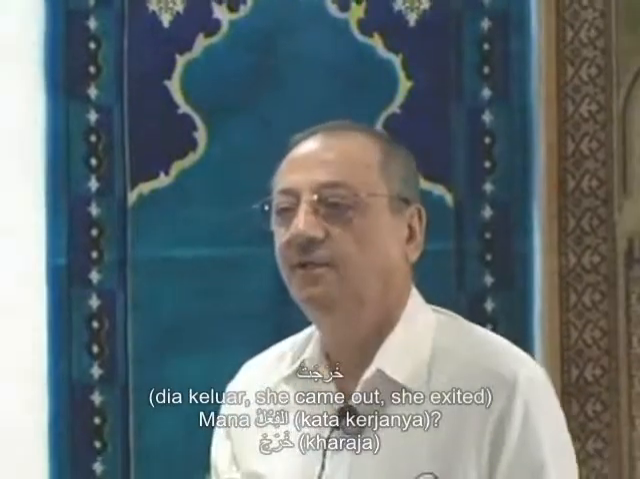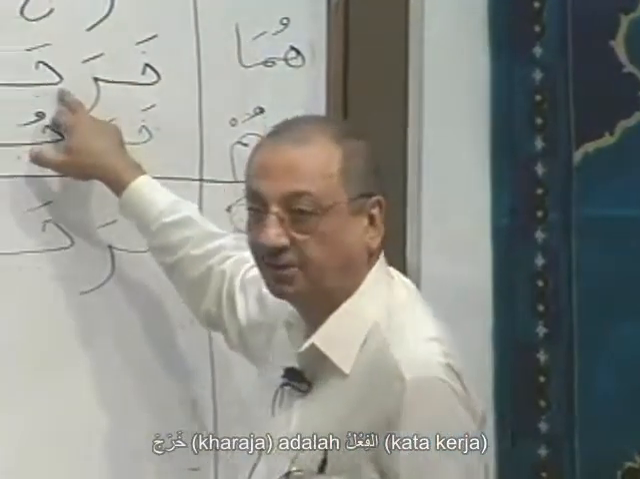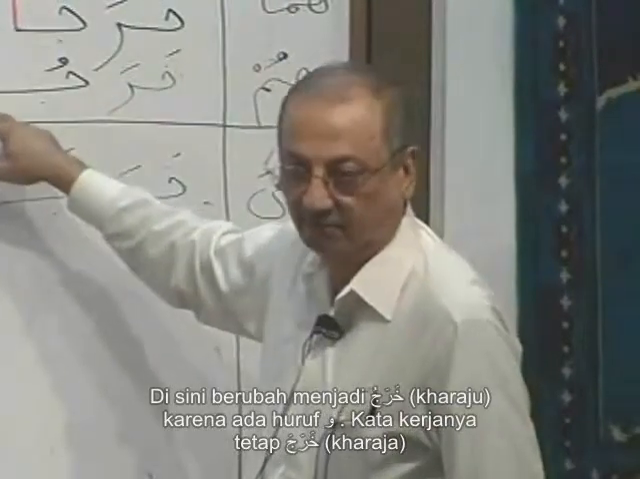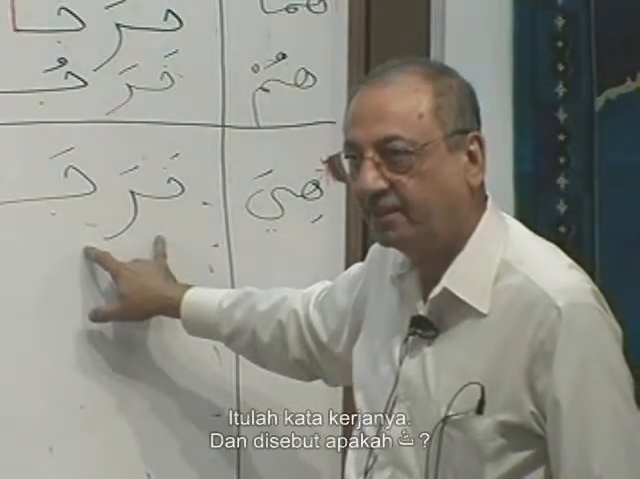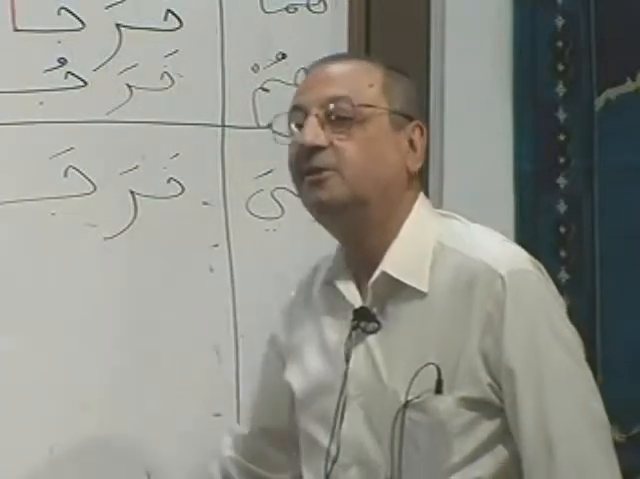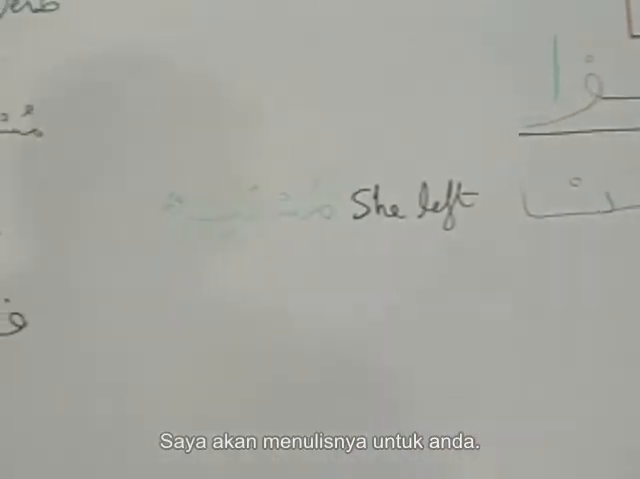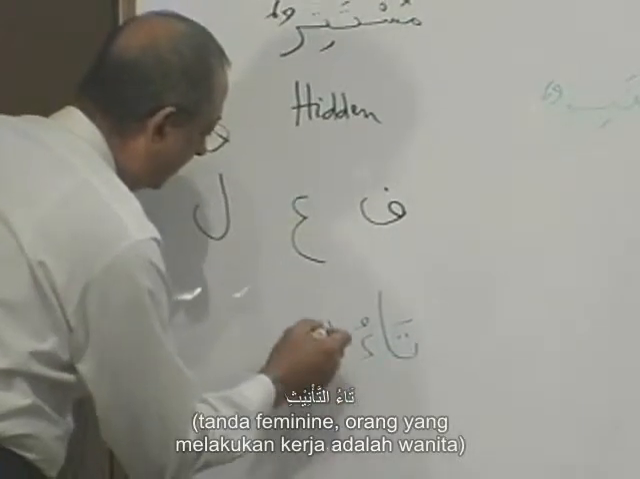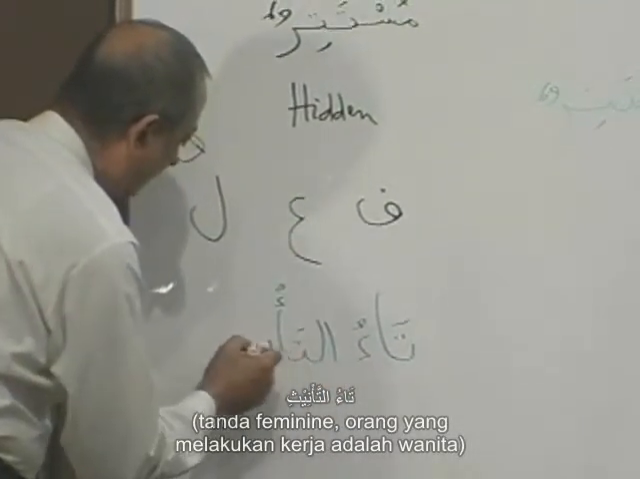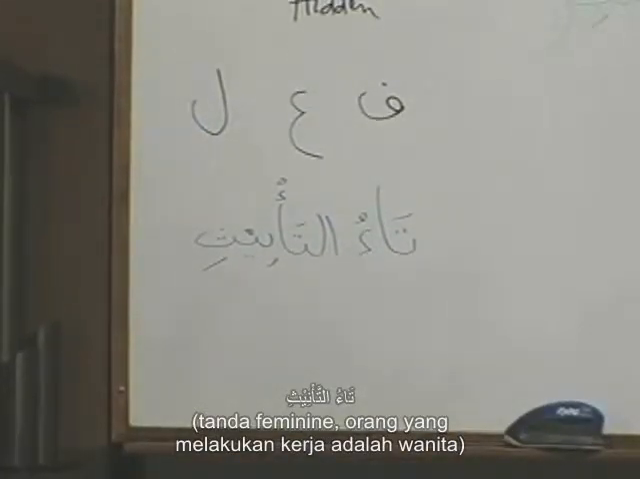Okay. Kharajat. So, where is the fi'al? Kharaja. Where is the fi'al? Kharaja. Okay, brother, kharaja is the fi'al. Here it becomes kharaju because of the waw, but the kharaja is the fi'al. Again, kharaja is the fi'al. Are you with me? That's the word. And what is this ta? Tau tanisi. I will write it down, brother, for you. Tau tanisi. The ta of the feminine.